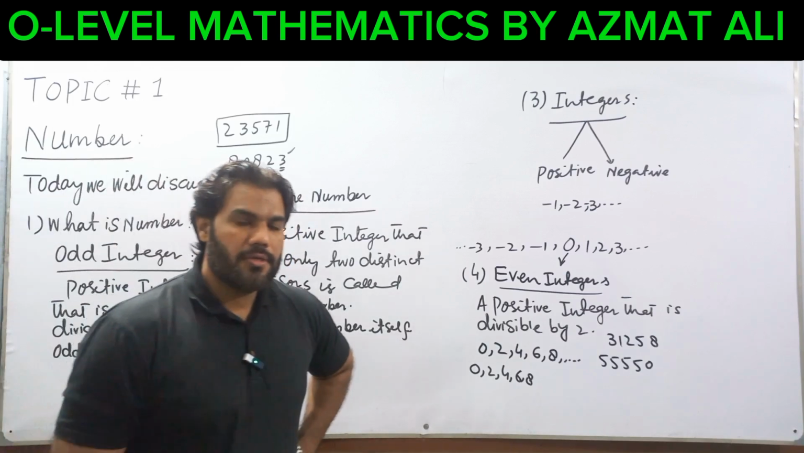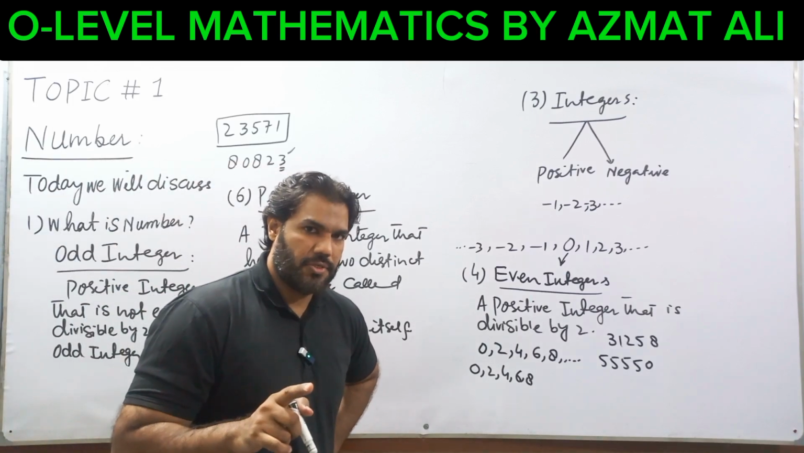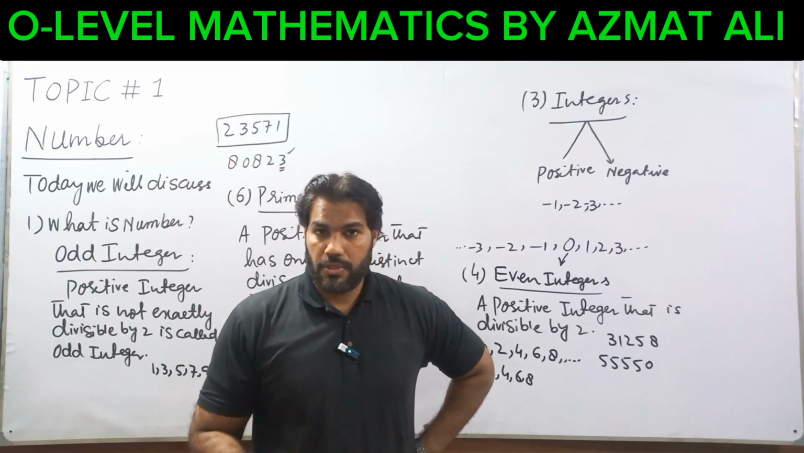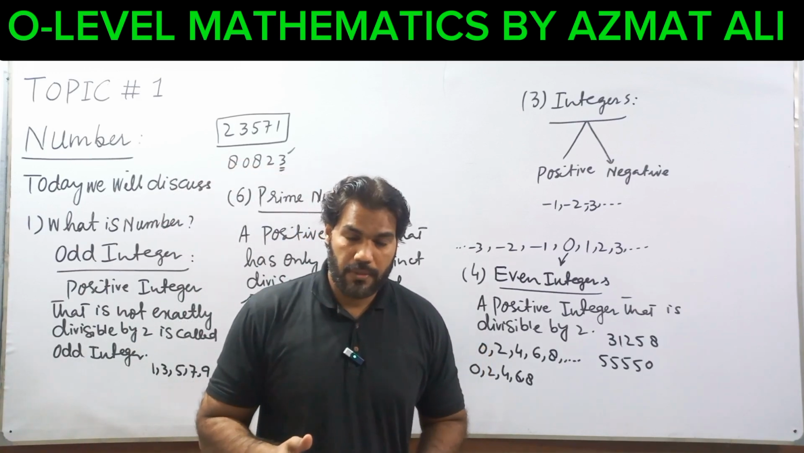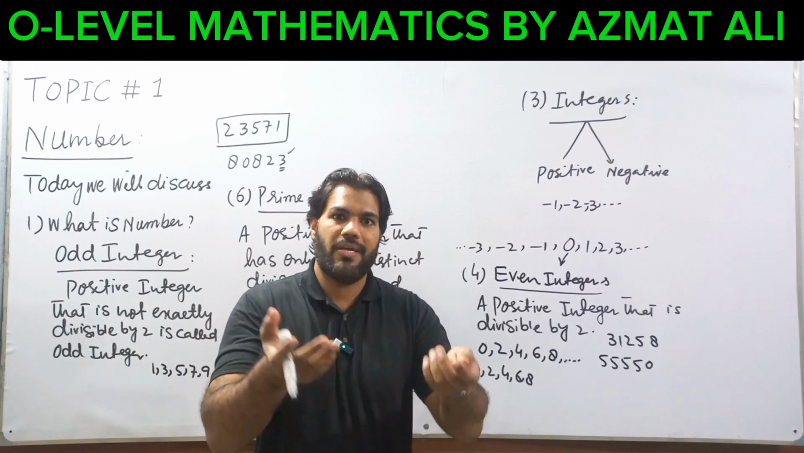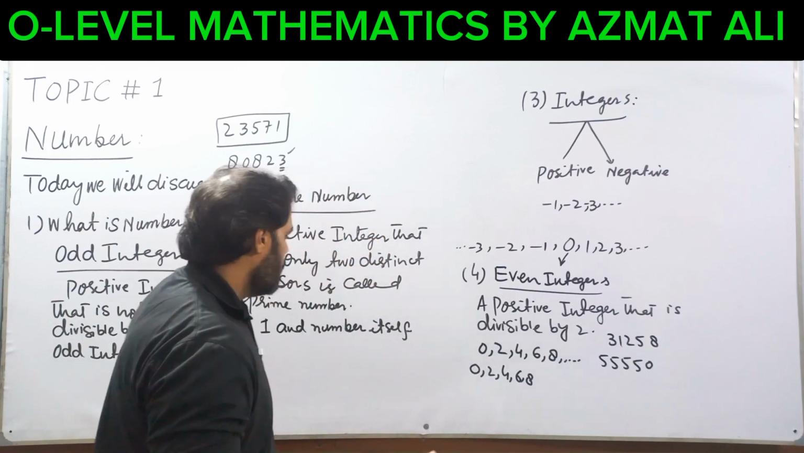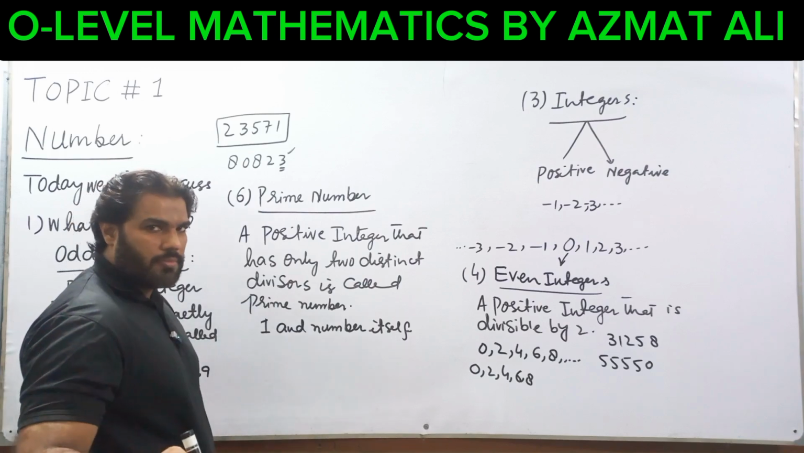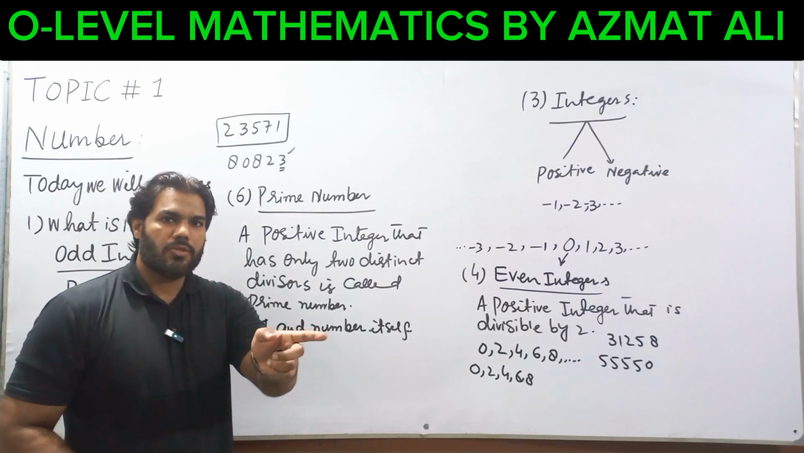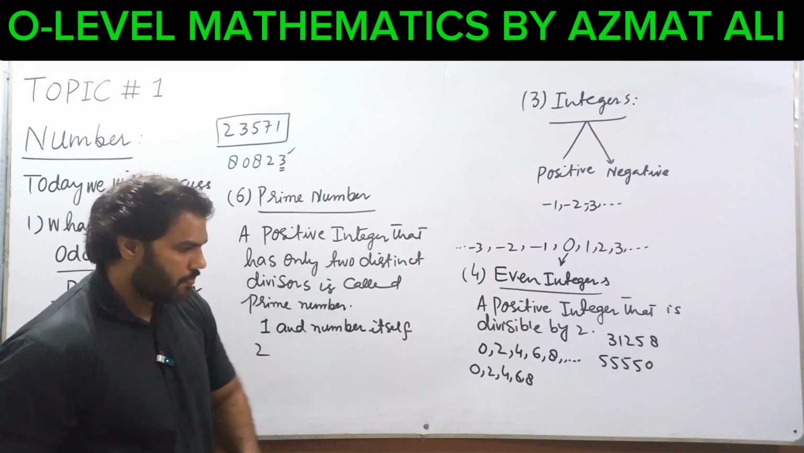So a number is called a positive integer. Again, I repeat, a positive integer is called a prime number if it is divisible by only 1 or by itself. The first prime number is 2. 1 is not a prime number.